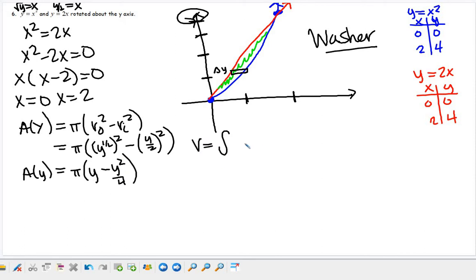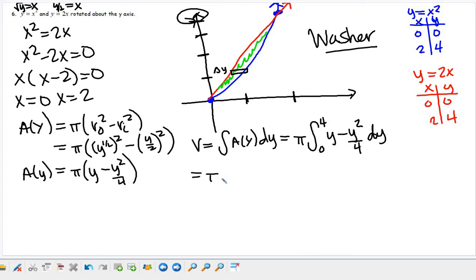So volume is the integral of area dy. I keep doing that, sorry. So I have pi times, so if my function is in terms of y, my bounds have to be in terms of y, which means I'm going from 0 to 4 of y minus y squared over 4 dy. So I have pi times y squared over 2 minus y cubed over 12, 4 times 3 is 12, from 0 to 4.